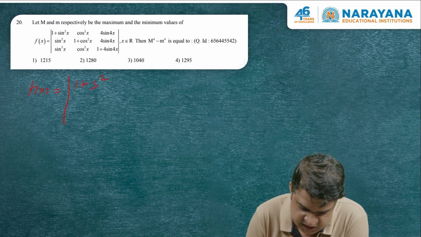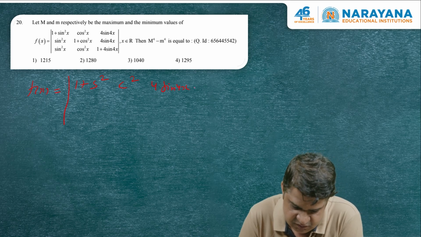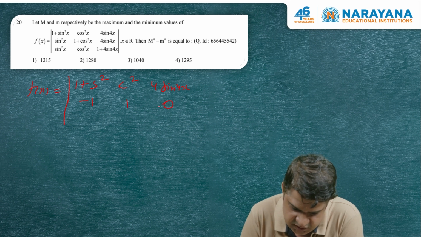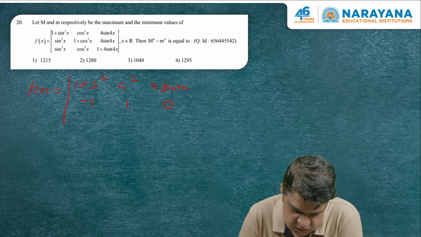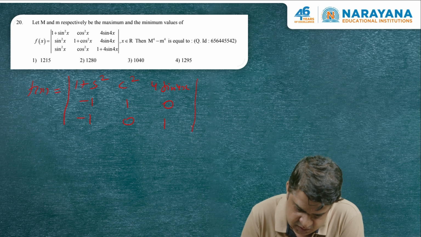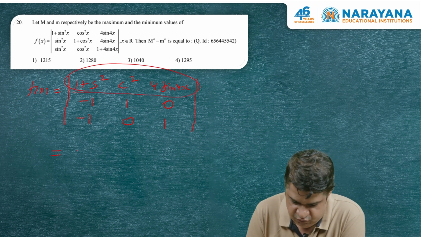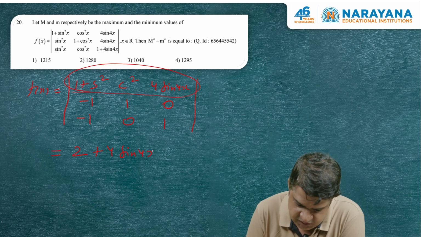1 plus sin square x, cos square x, 4 sin 4x. If we subtract the first row from the second row, it will become minus 1, it will become 1, it will become 0. And if we subtract the first row from the third row also, it will become minus 1, it will become 0, it will become 1. Now, expand it about the first row. So, finally, we will get f of x equal to 2 plus 4 sin 4x.